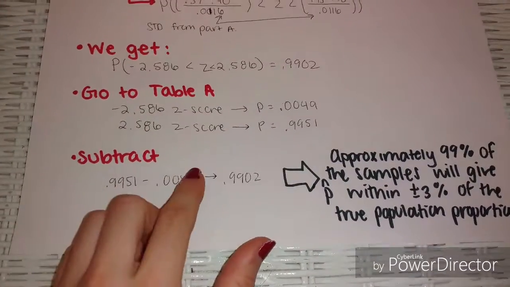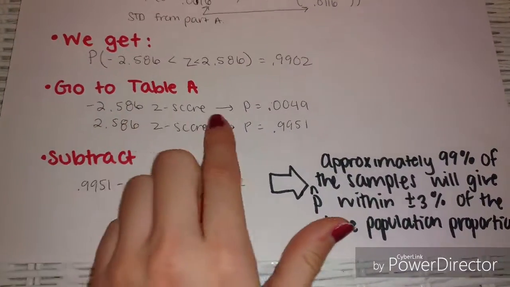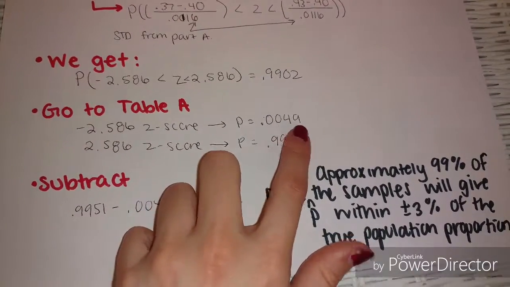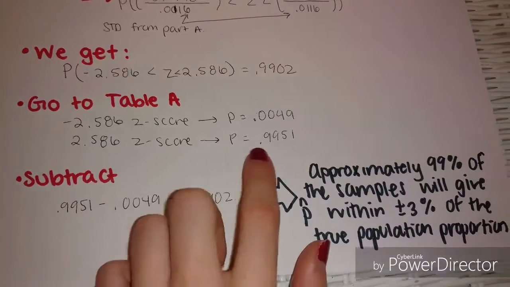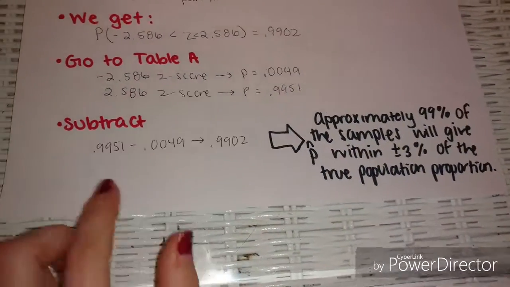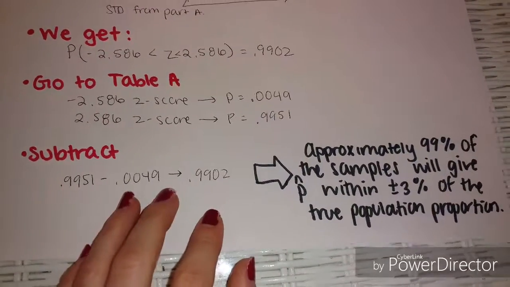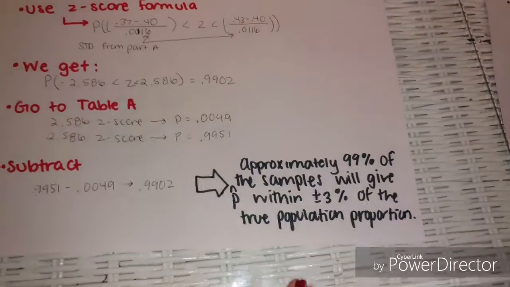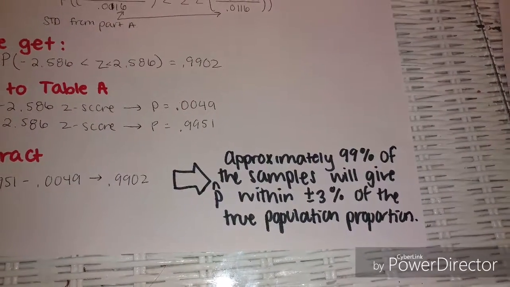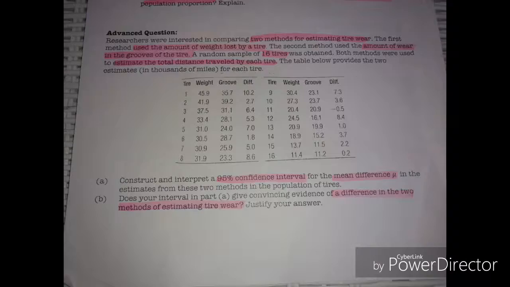So after going to table A, we have negative 2.586. This z-score would be p equals 0.0049, and then this one would equal 0.9951. After subtracting those values from each other, our difference is 0.9902, and we can conclude that approximately 99% of the samples will give p hat within plus or minus 3% of the true population proportion.